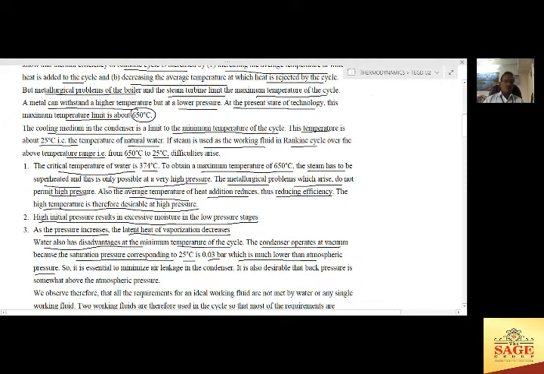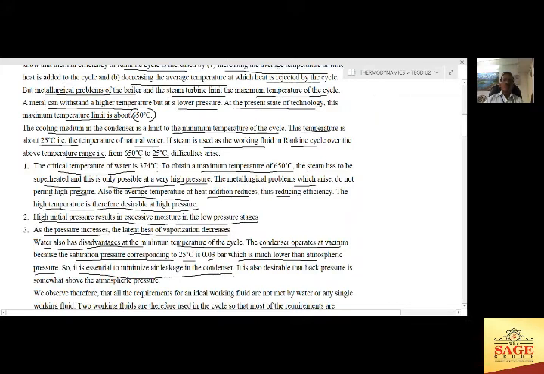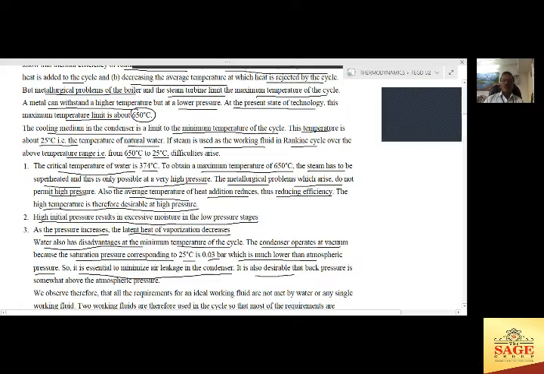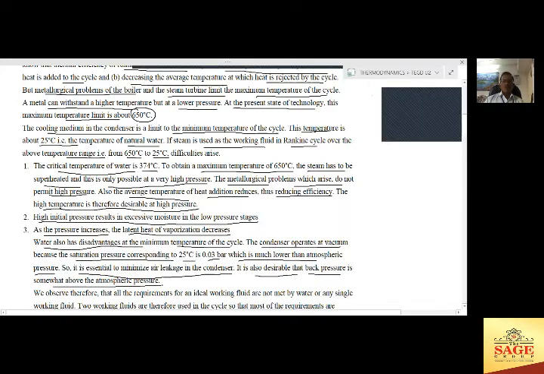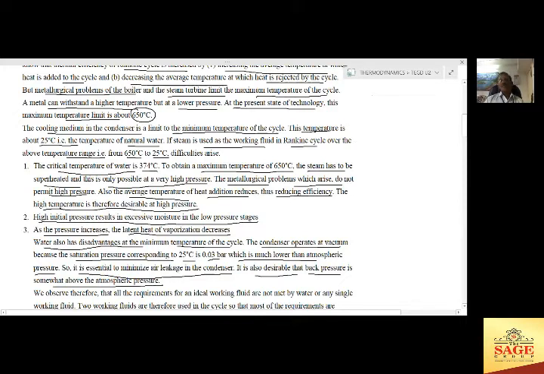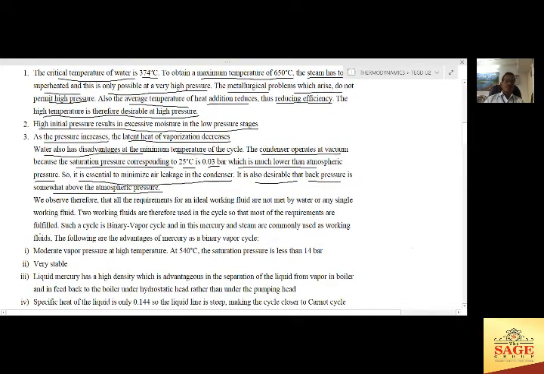So it is essential to minimize air leakage in the condenser, because if the condenser pressure is 0.03 bar and the atmospheric pressure is 1 bar, there are definitely chances of air leaking into the condenser. It is also desirable that the back pressure is somewhat above atmospheric pressure. It means if the back pressure is not above atmospheric pressure, then definitely there will be a problem in the rejection of the steam also.